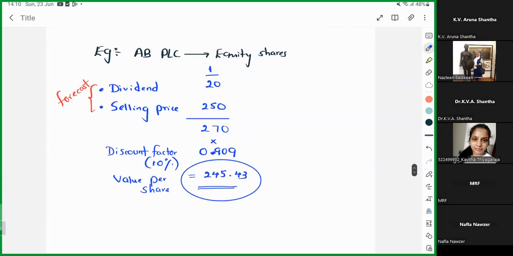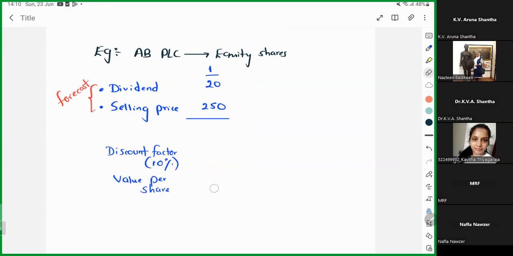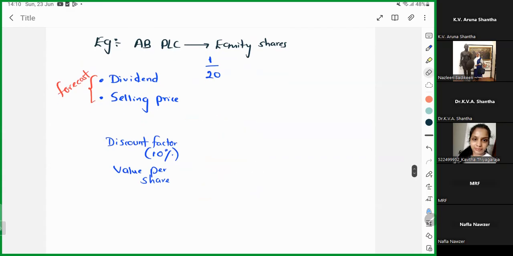Now let's say your intention is to keep the shares for the next 3 years. Then how do you do the valuation? Your intention is to invest in this company's ABPLC equity shares for the next 3 years. You have to take the cash flows for the next 3 years: first year, second year, third year. Because your investment period is 3 years. So you have to forecast dividends for the next 3 years, and you have to forecast the selling price of the shares at the end of the third year.